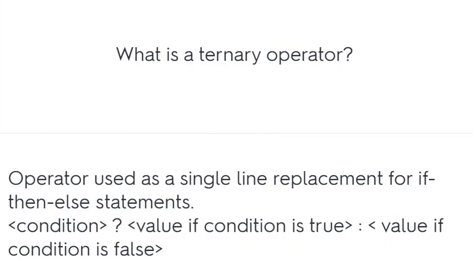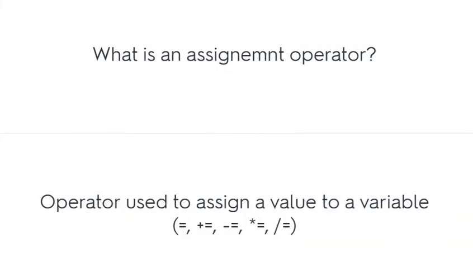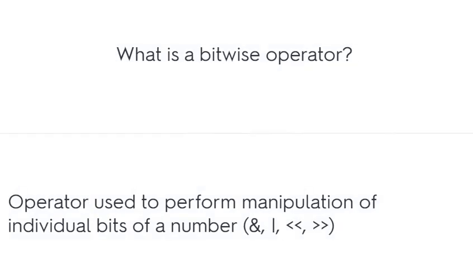What is a ternary operator? Operator used as a single-line replacement for if-then-else statements: condition ? value if condition is true : value if condition is false. What is an assignment operator? Operator used to assign a value to a variable. What is a bitwise operator? Operator used to perform manipulation of individual bits of a number.